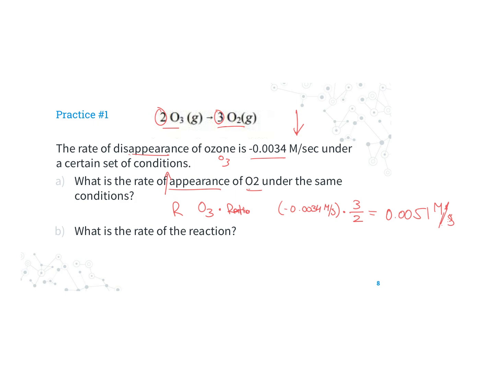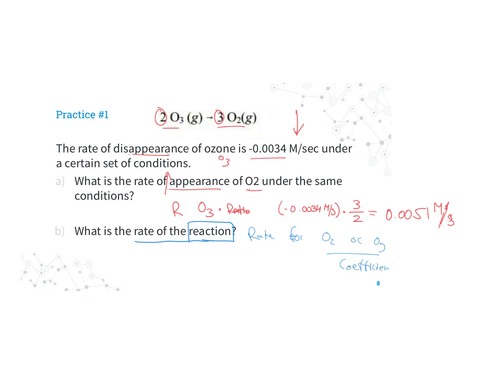The second question here is, what is the rate of the reaction? Since this is of the entire reaction, we essentially just need to take the rate for O2 or O3 and divide by the coefficient.